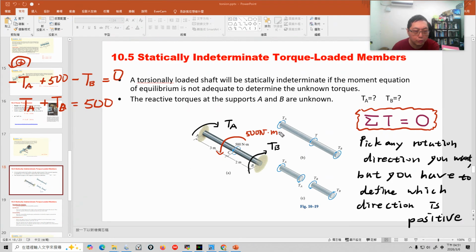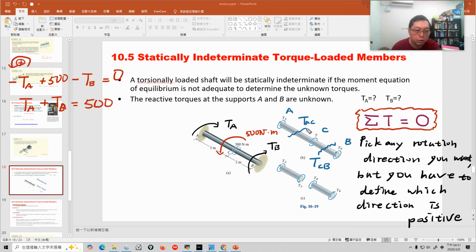Let's look at this free body diagram. For this problem, we can use the cut section method. Let's make a cut section here. So this is A, C, B. In the AC section we have a torque TAC, and in the CB section we have a torque TCB.